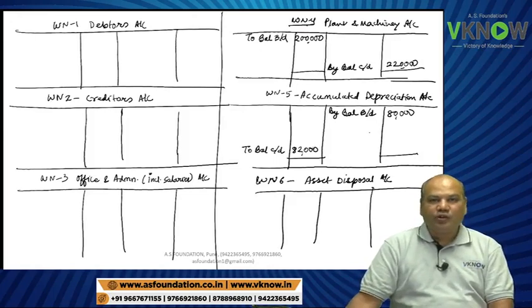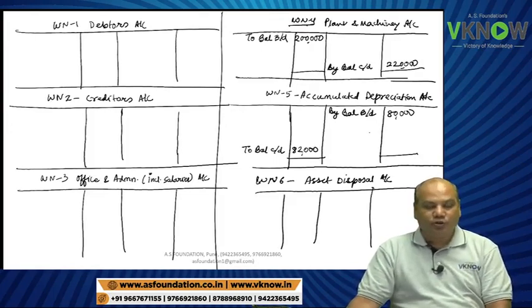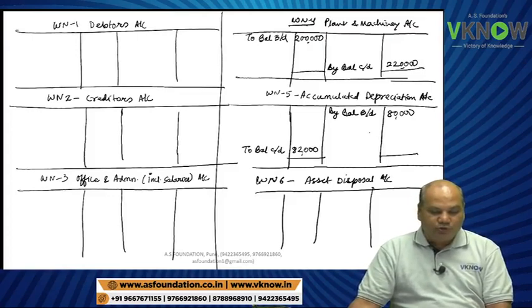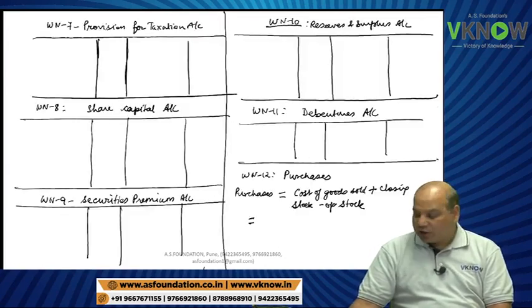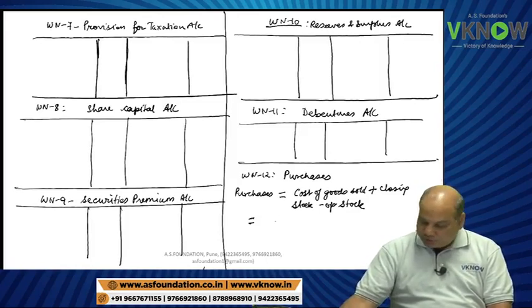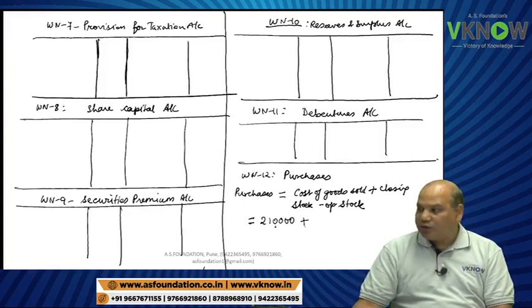This type of question is asked in the exam sometimes for 14 to 16 marks. So please solve till the end and revise it today as homework. Now next is inventory. Inventory I will use for purchase calculation. So come to working note number 12, purchases. Cost of goods sold is there in the P&L account, 2,10,000, second line.